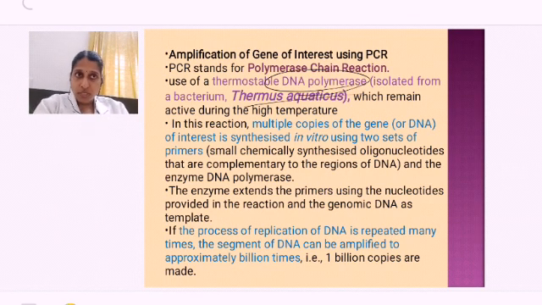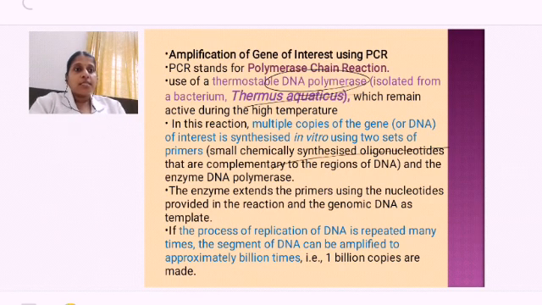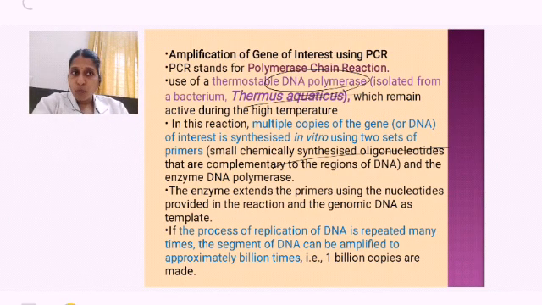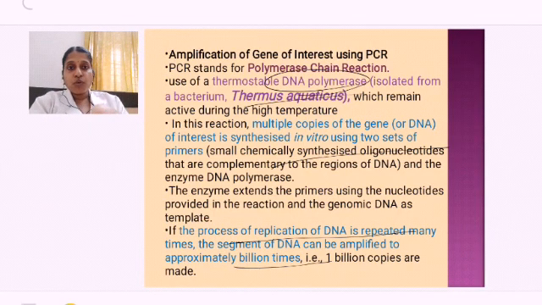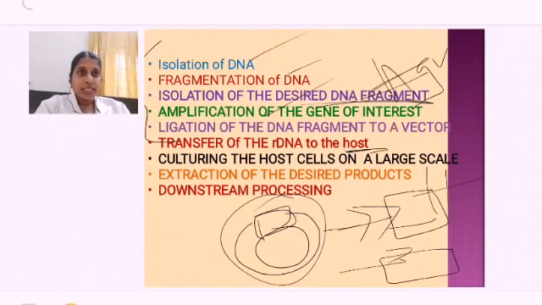Thermus aquaticus, okay? So chemically we are synthesizing oligonucleotides, which are nothing but nitrogenous bases with sugar and phosphate groups. Okay, so like that I am making many copies. So this process is repeated and amplified to billion times. You see, 1 billion copies are made of the gene of interest. So this process we call it as what? We call this one amplification.